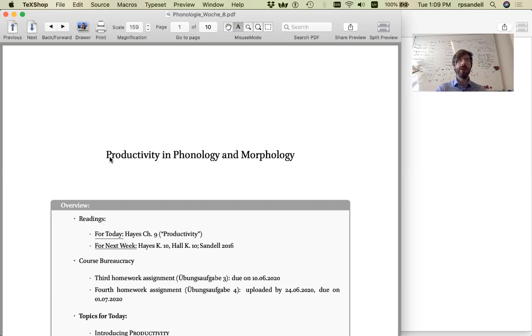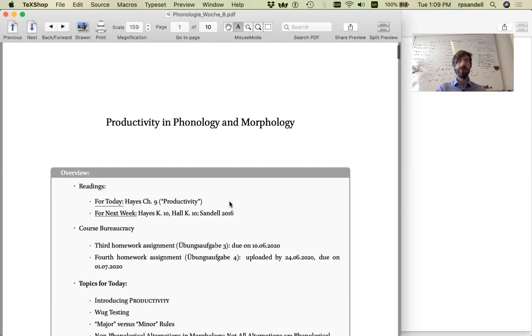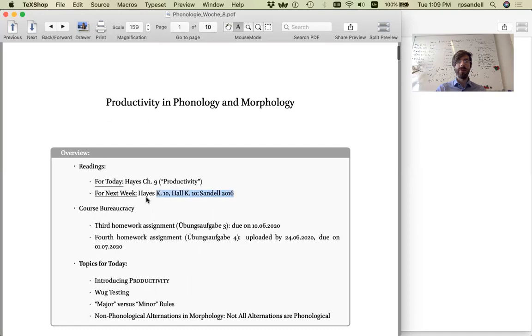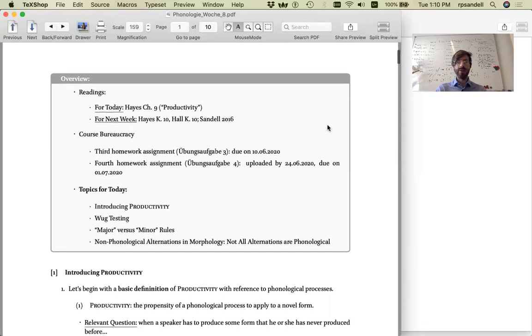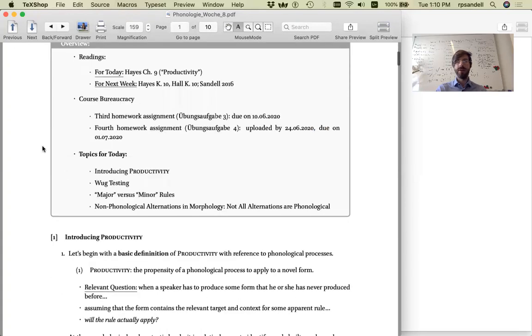The topic for this week is productivity, and for today, you should have read chapter 9 of Hayes' textbook. Next week, we're going to try to catch up a little bit in topics and compress what was originally intended for weeks 9 and 10 into 1 week. This week, the third homework assignment is due on Wednesday before the exercise session for the Übung. In a couple more weeks, the fourth homework assignment will be uploaded.